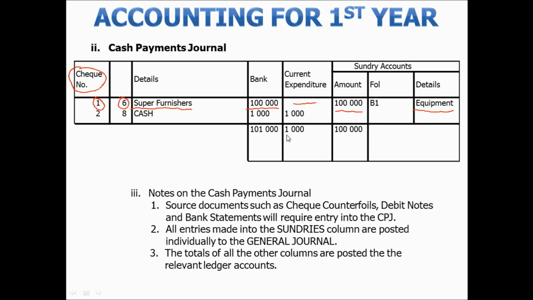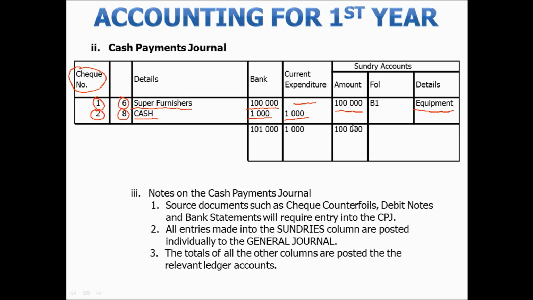In the second example, the enterprise made a cash purchase for 1,000 Rand. So firstly, we will enter the check number with which the transaction was made. We will enter the day of the transaction, and then the details of the transaction. Then under the bank column, we will enter the amount. And then because this was a purchase that affects the day-to-day activities of the business, it will then be recorded under the current expenditure column. We will notice 1,000 Rand.